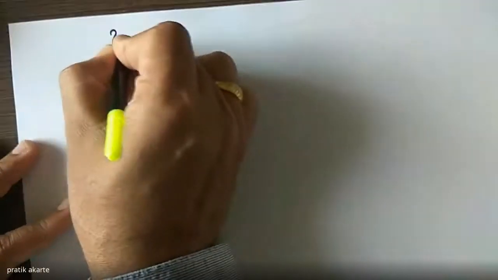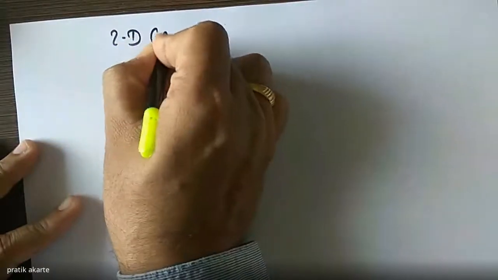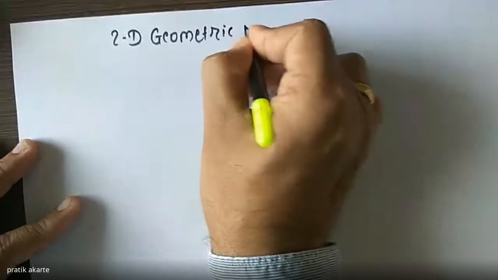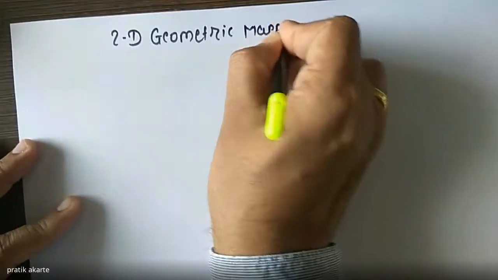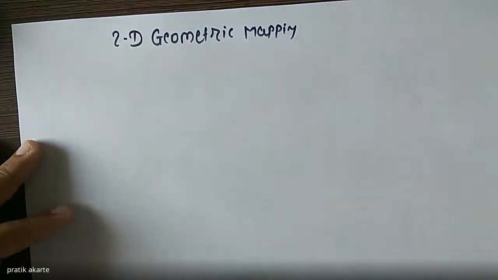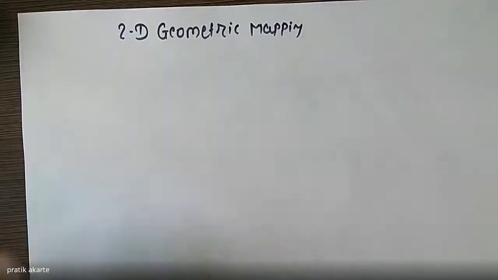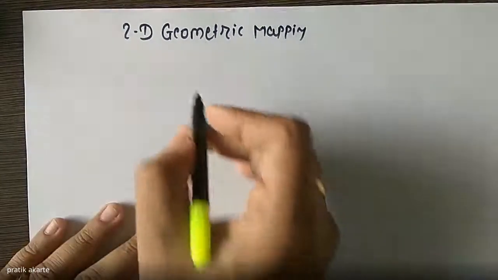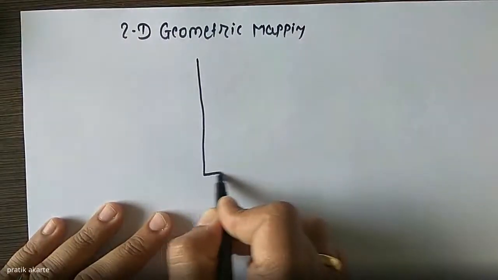So moving further, we have two-dimensional geometric mapping. What is two-dimensional geometric mapping? Just as we are working in two dimensions, we are changing the graphical description from one coordinate system to another coordinate system. Let us draw one diagram.